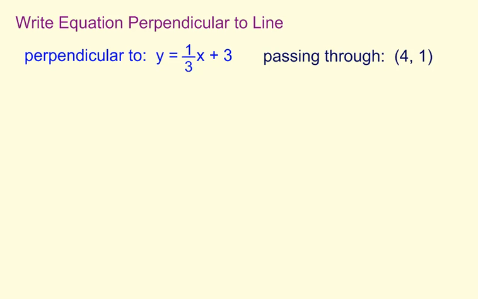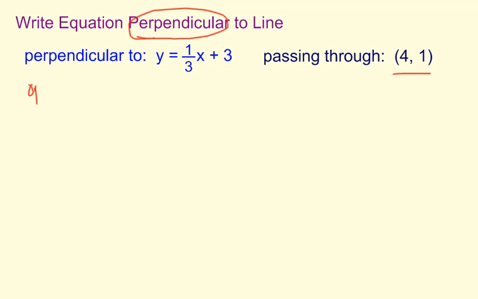Write an equation perpendicular to a line. So they gave us an equation, y equals 1/3 x plus 3. We want to be perpendicular to that. So we want to make sure we're paying attention to those words. We want to be perpendicular to the line they gave us, but we're going to pass through this point (4, 1). So anytime we talk about perpendicular lines, it's all about the slope.